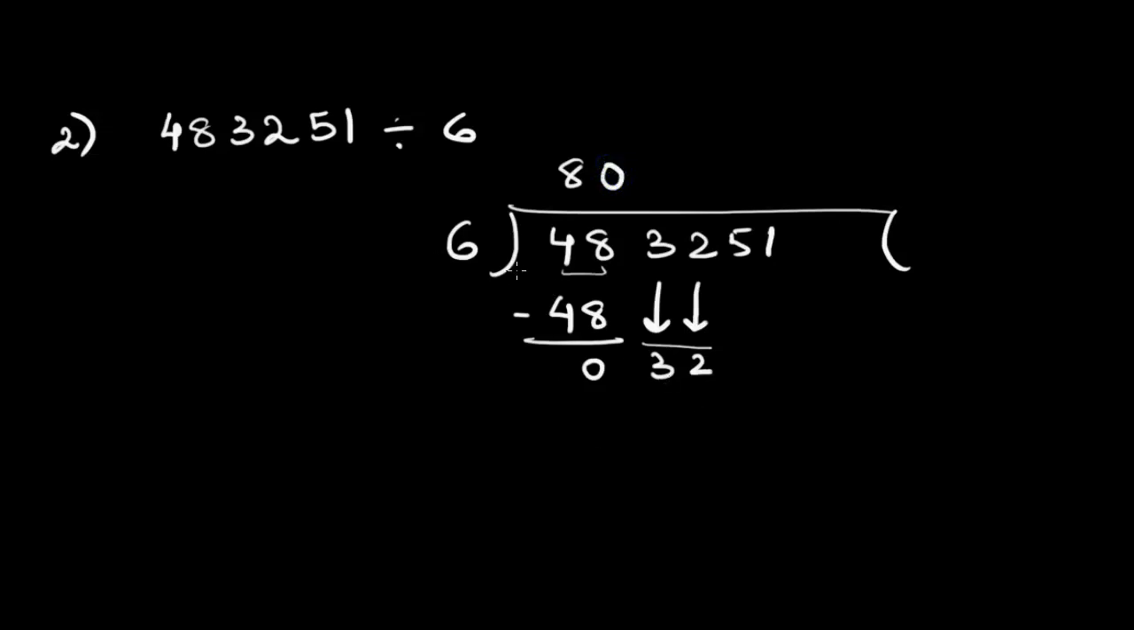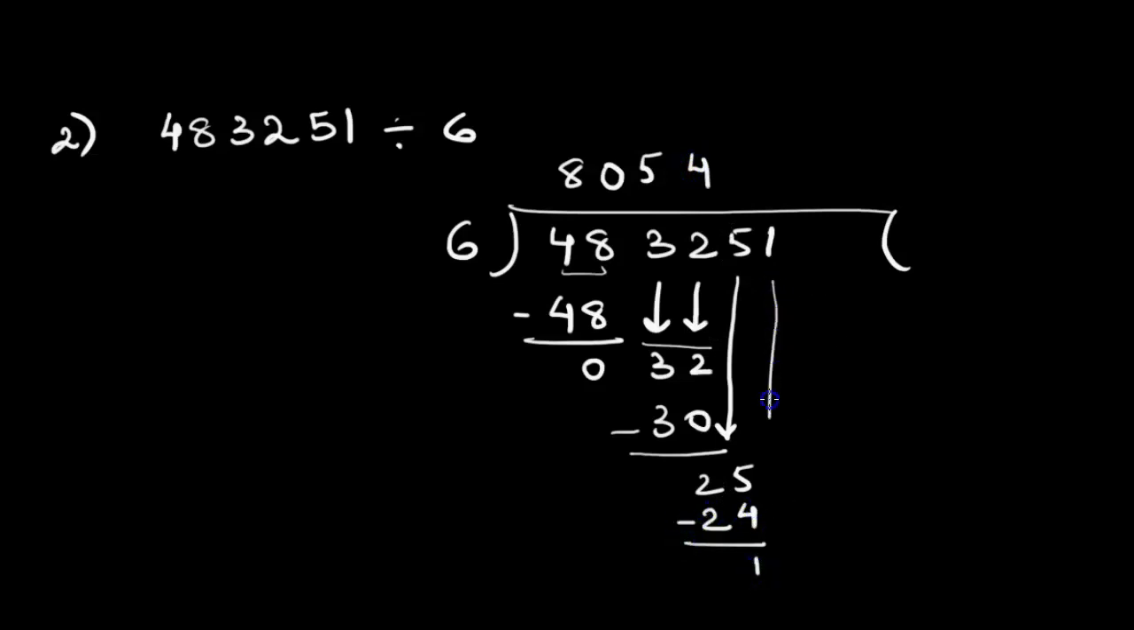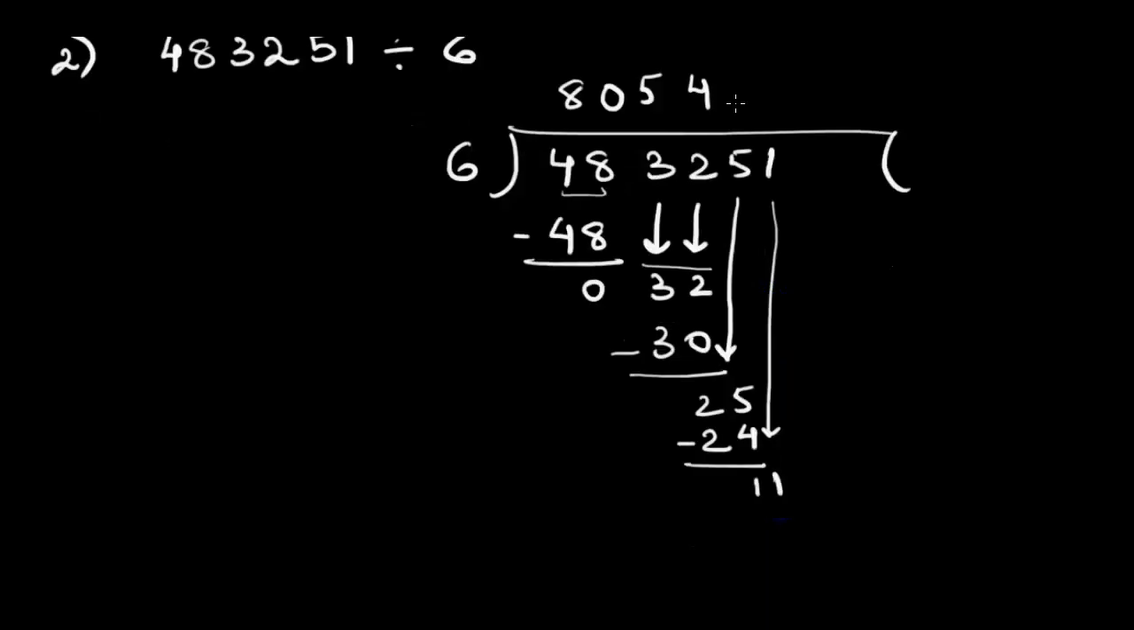So now we think, what number multiplied by 6 will give us 32 or less than 32? We know 6 times 5 is 30. When we subtract, we get 2, and it will continue further the same way as we did in the previous question. So we bring this 5 down, and we get 25. 6 times 4 is 24. Subtract, get 1. Bring this 1 down. We get 11. 6 times 1 is 6. Subtract, and 5 is the remainder. So the answer that we got is 80541 with remainder 5.